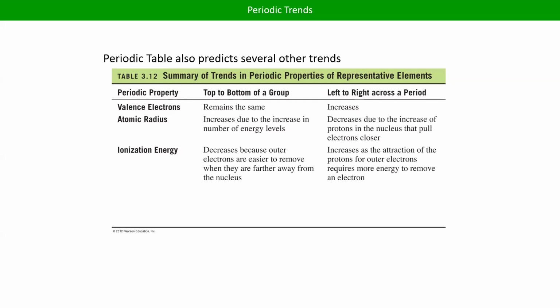So in general, if we're in the same column, as we go down that column, we're getting further and further away from the nucleus, right? We're getting further and further away from the nucleus. How tightly are those electrons going to be pulled by the protons? More tightly or less tightly?